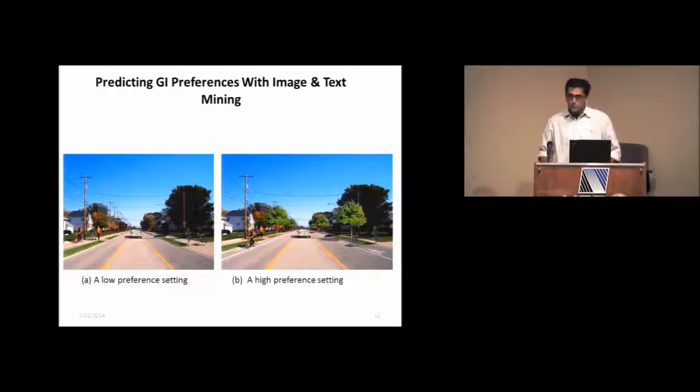So in order to build a model which would predict these human aspects, human preferences, and human health, we are thinking of using image mining and text mining approach to build this model. In this slide, you see that there are two figures. On your left, you see an image with low preference. On your right, you see an image with high preference. The difference is there are more trees in the high preference setting. So the theory suggests that by adding more trees, up to a limit, the setting would be preferred by people living in that neighborhood.